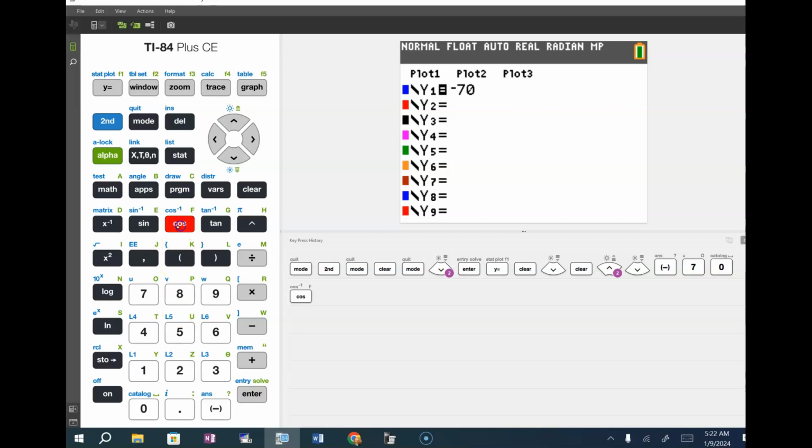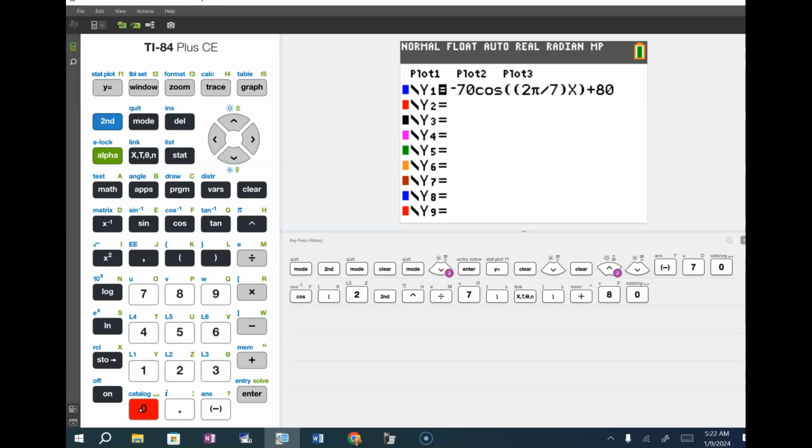Cosine. Now you got to be careful here. I'm going to put a parenthesis, and then I'll say 2 pi divided by 7. I'll close the parentheses for that fraction times x, close the parenthesis for the cosine function, plus 80.